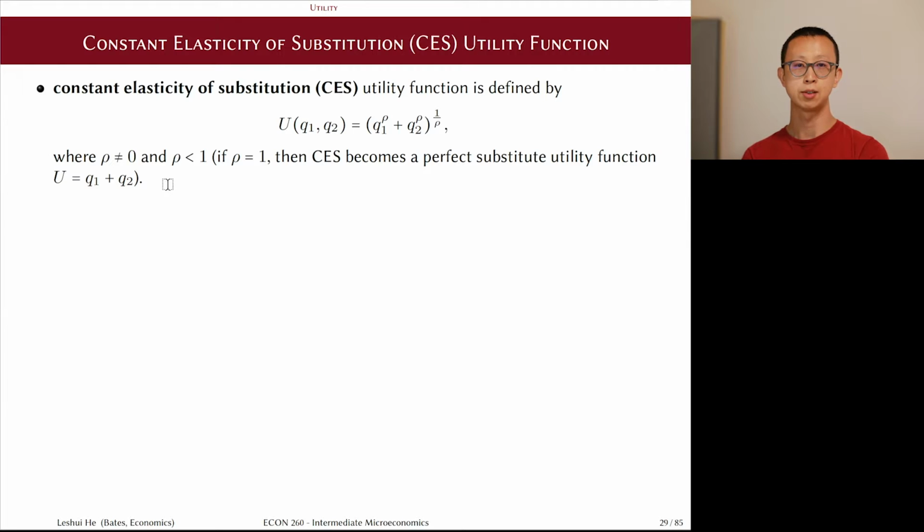Rho here is just a constant, but it cannot be 0, and it is restricted to be less than or equal to 1. What would happen if rho is 1? Well, then the outside power just becomes 1, and the inside powers also just become 1. So the utility function is just Q1 plus Q2. That reduces to our very familiar perfect substitute case, where you can perfectly replace one good with the same unit of the other good. One quick note is that you cannot simply distribute the power of 1 over rho into this function and just cancel out power rho with power of 1 over rho.